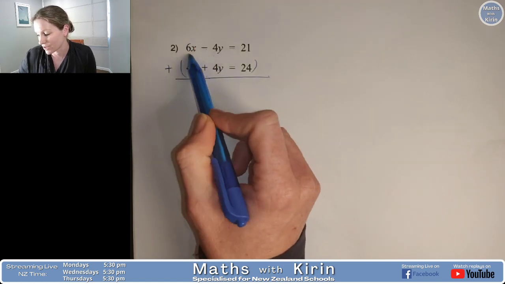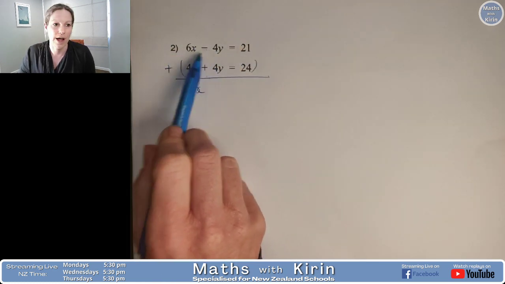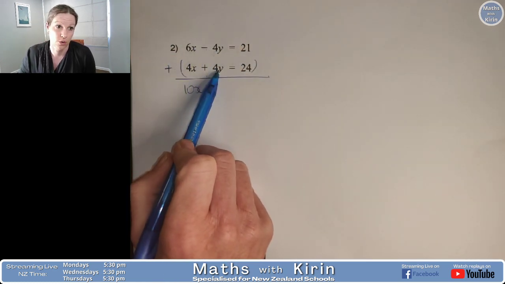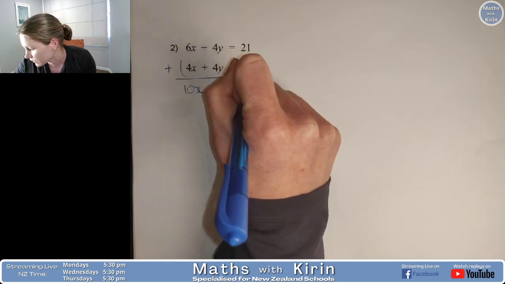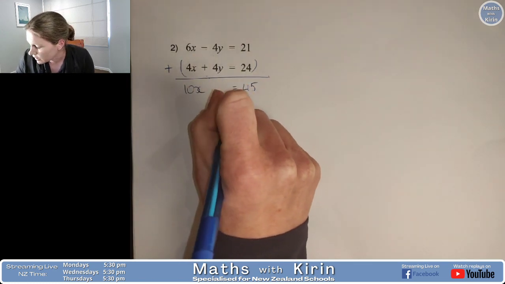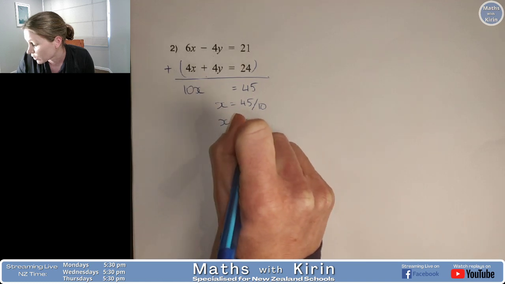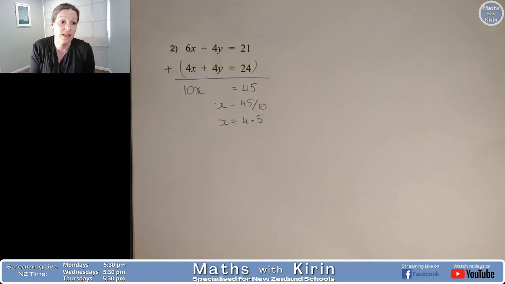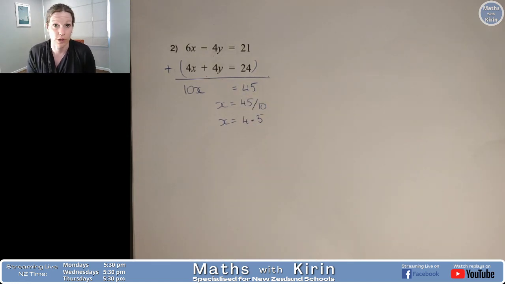So when we add these equations, 6x plus 4x is 10x, negative 4y plus positive 4y is no y, and then 21 plus 24 is going to give us 45. So 10x is 45, x is 45 divided by 10, so x is 4.5. Okay, so we can get decimals. Even though you're not allowed a calculator, this is a relatively straightforward calculation, so it's possible you can get something like this.